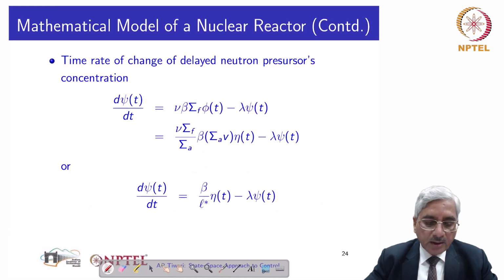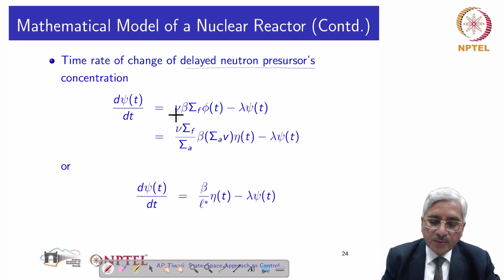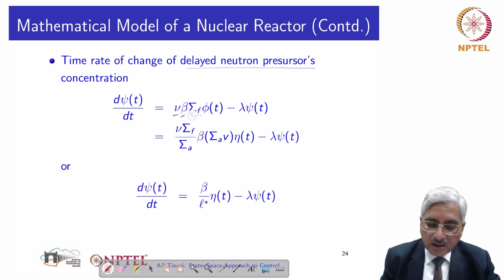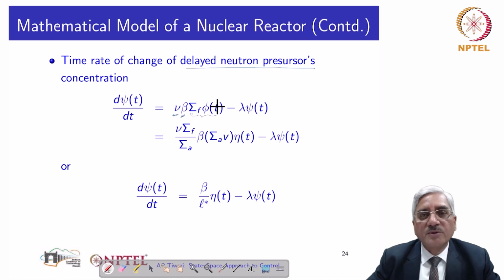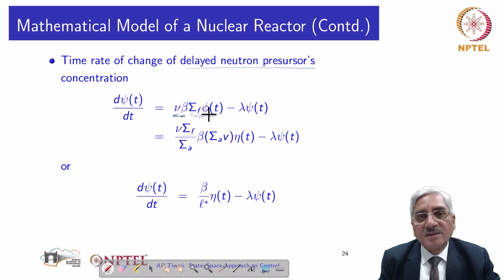Now coming to the delayed neutron precursors, as I said, their formation rate is nu, the total number of neutrons, times that fraction of delayed neutrons. Nu beta is their formation rate from each fission, and the number of fissions taking place per unit volume is sigma f times phi. So nu beta into the number of fission interactions gives the total number of delayed neutron precursors formed in one unit volume of the core.